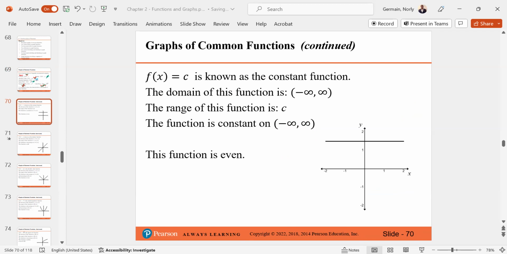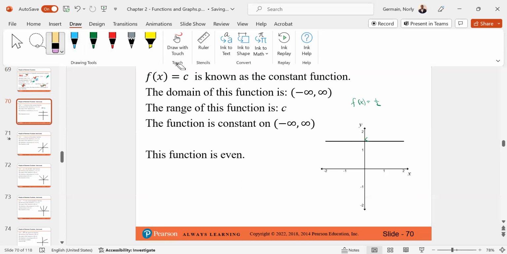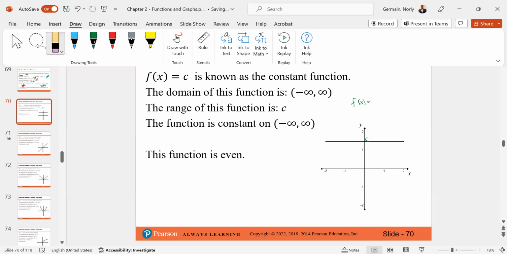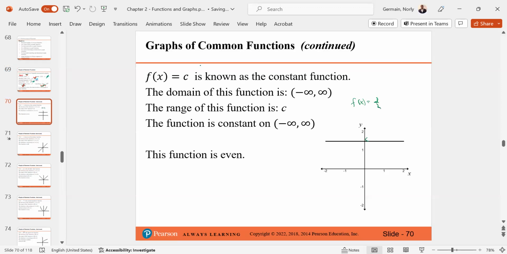Because C is a number, you might be asked to graph something like f of x equals 1.5, or 3/2. Maybe it's 3/2. All right, so we have that function.